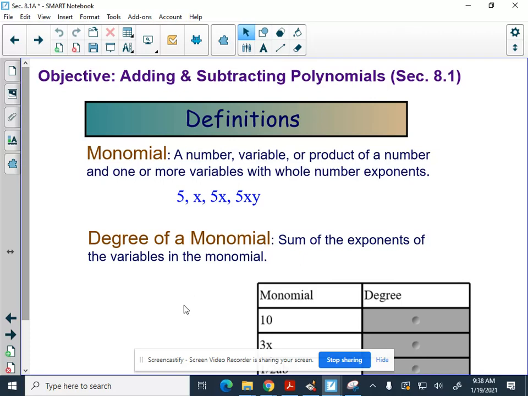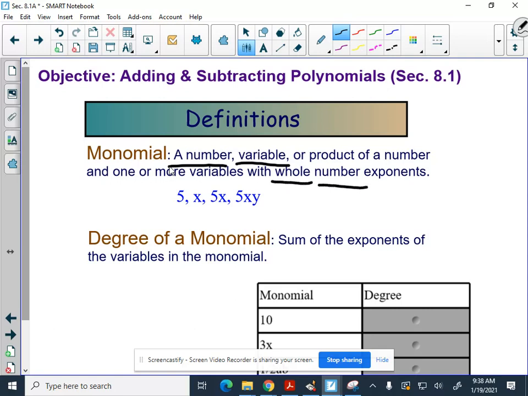8.1A, first of all, a monomial. The blanks aren't up here, but a monomial is a number or a variable or product of a real number and a variable, or one or more variables, with whole number exponents. So I filled in the blanks there for you. If you're at home, you can just copy that whole term.